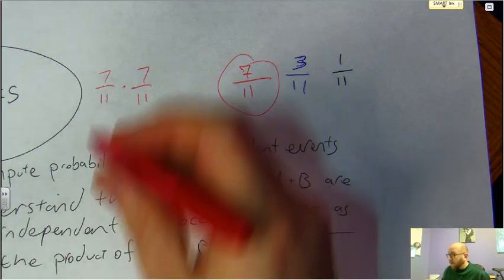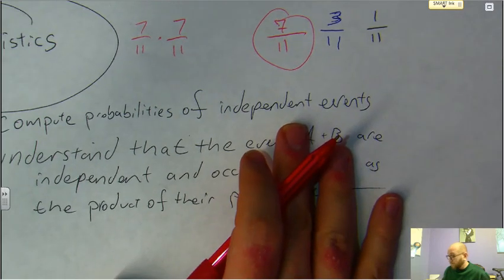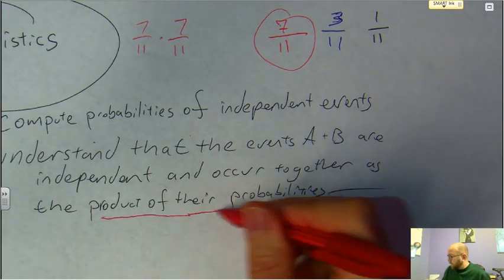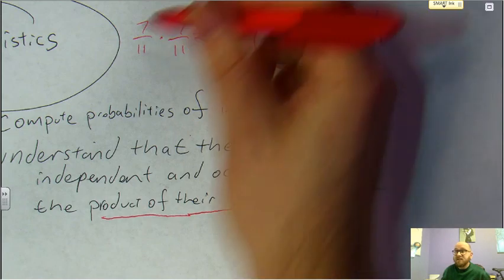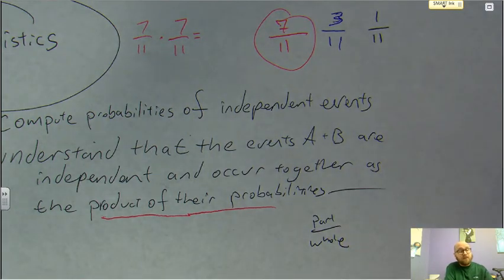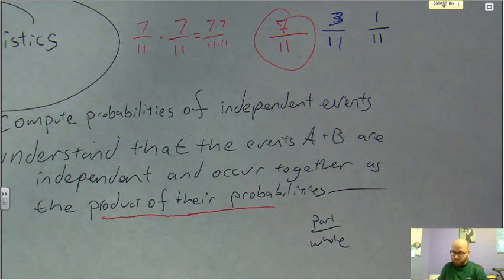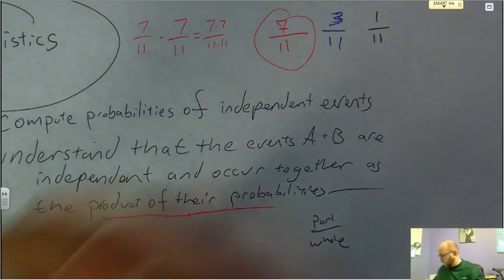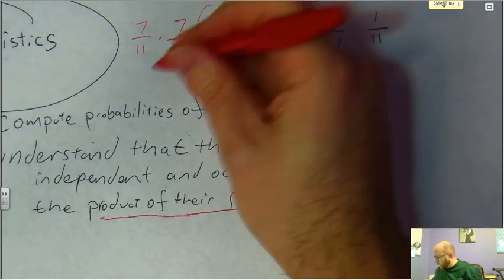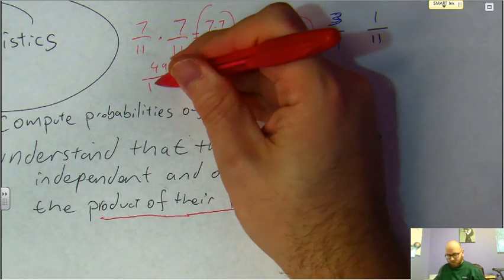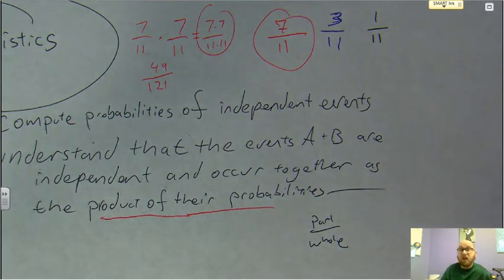So to find out the probability of doing it twice in a row, it's the product of their probabilities. So this has to be the product of 7 times 7 and 11 times 11, right? This is 7 times 7 over 11 times 11, which is, stay with me, 49 over 121. So I had a 49 in 121 chance of pulling red.